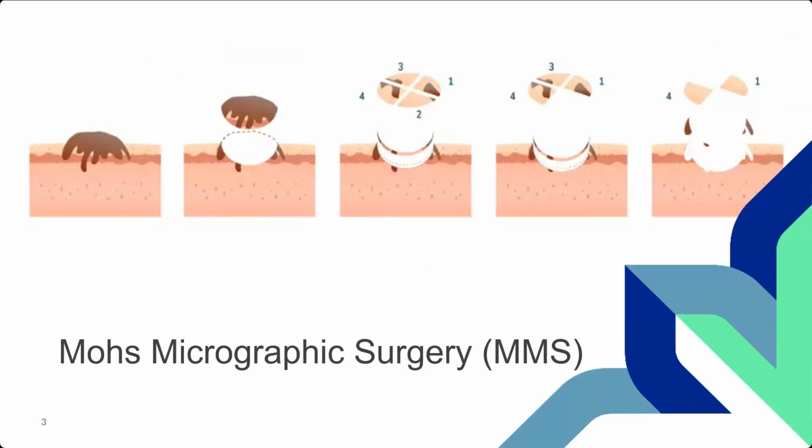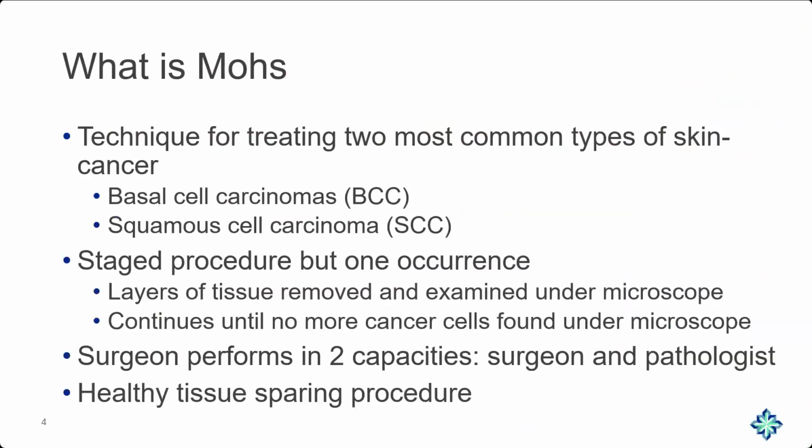All right, so let's start with talking about what Mohs surgery is. Mohs Micrographic Surgery, or MMS, is the acronym for it, and it's actually a technique for removal of complex or ill-defined skin cancer with histologic examination of 100% of the surgical margins. So this technique is generally used to treat two of the most common types of skin cancers, which are basal cell carcinoma and squamous cell carcinoma.